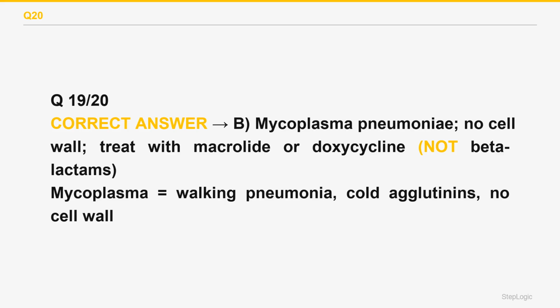The key microbiologic feature is that Mycoplasma has no cell wall. Its membrane contains cholesterol, and it requires special cholesterol-containing media, Eaton agar, to grow. Because it lacks a cell wall, it is not visible on Gram stain, and crucially, beta-lactam antibiotics, which target cell wall synthesis, are ineffective. Treat instead with a macrolide, azithromycin, or doxycycline, which target protein synthesis. Walking pneumonia with cold agglutinins from a wall-less organism treated with a macrolide or doxycycline is Mycoplasma pneumoniae.